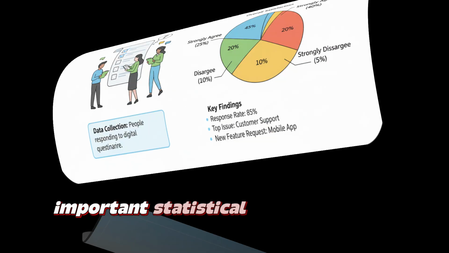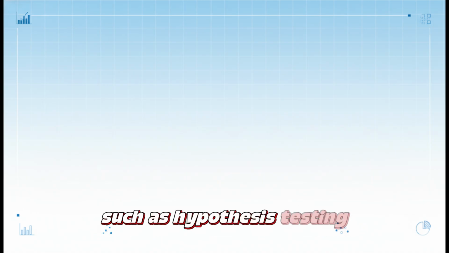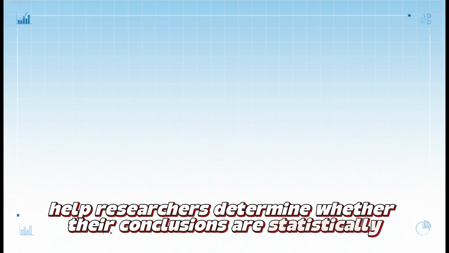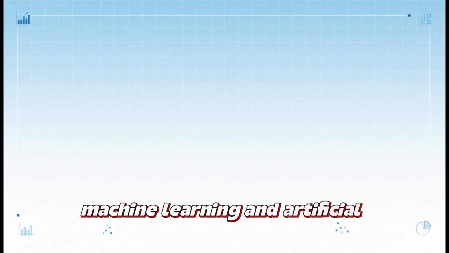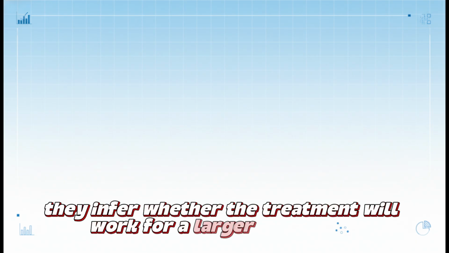Several important statistical techniques are used in inferential statistics, such as hypothesis testing, confidence intervals, regression analysis, probability analysis. These methods help researchers determine whether their conclusions are statistically reliable. Inferential data is widely used in many fields, including medical research, economics, social sciences, machine learning, and artificial intelligence. For example, medical researchers often test new medicines on a small group of patients. Based on the results, they infer whether the treatment will work for a larger population.